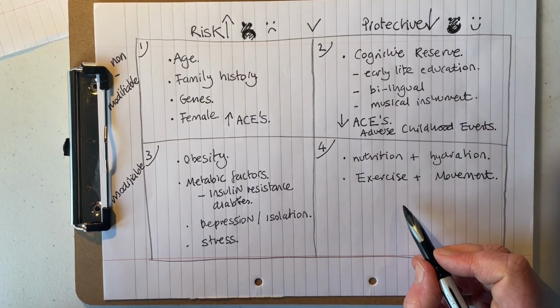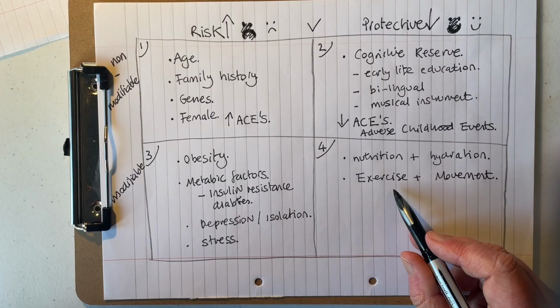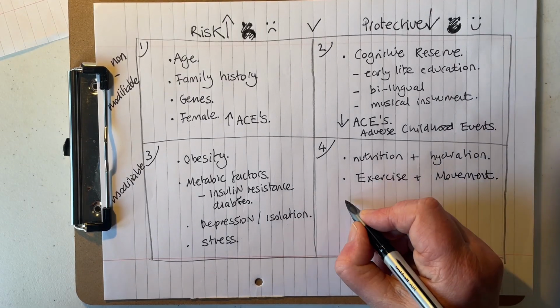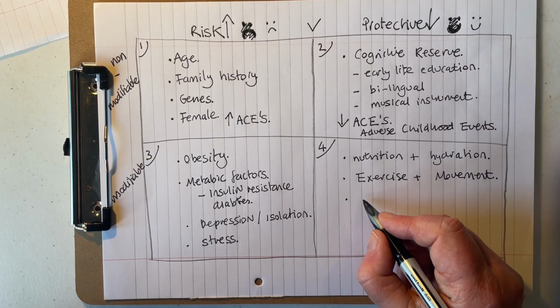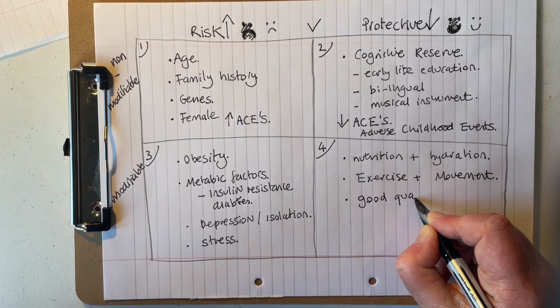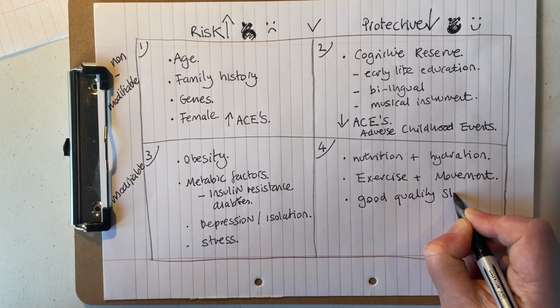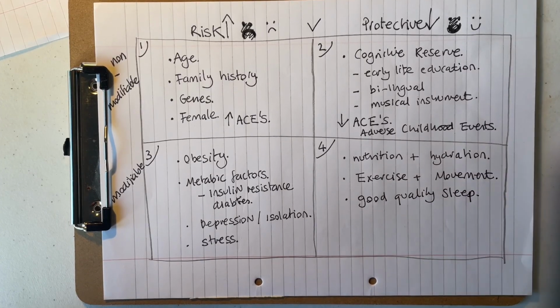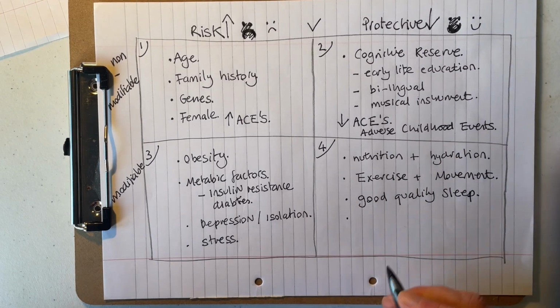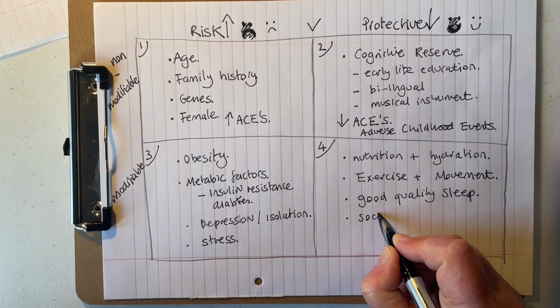So the amount you move your body, resistance training, cardio, all that, strength training. Another one is good sleep, good quality sleep. And this is evidence-based, I'm not just making this up. Another one is social engagement.